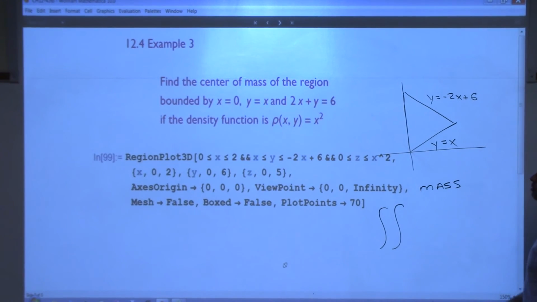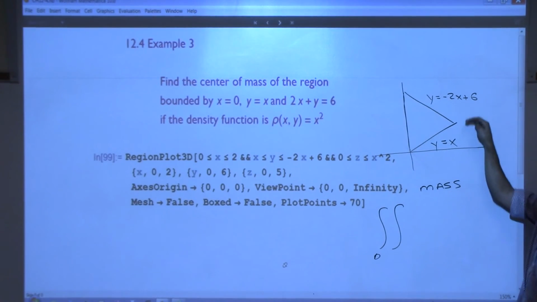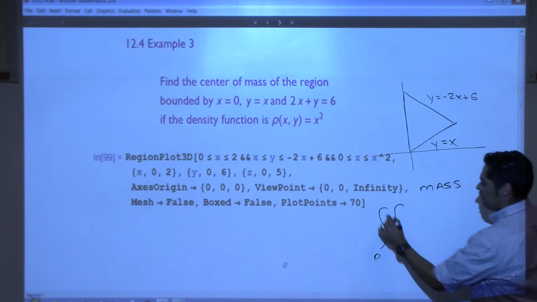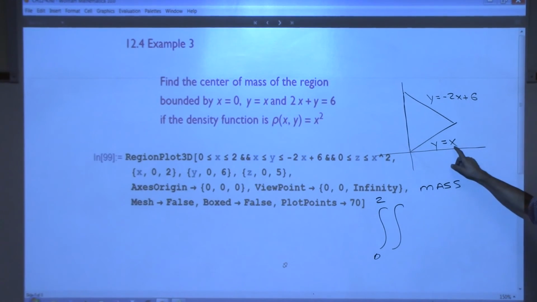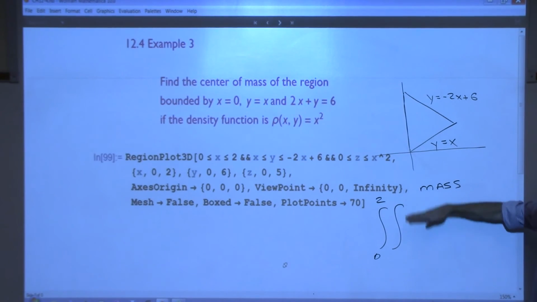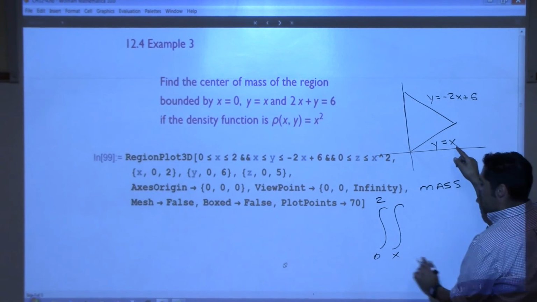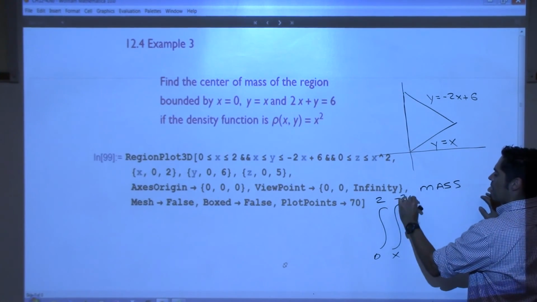Mass would be double integral where to where? Well, you have to figure out what's your bound on x. 0 to wherever they hit each other. So you set those two equal to each other. It's 2, I think. So if you plug in 2, you should get it. And then what's the lower and upper bounds here? y equals x on the bottom and negative 2x plus 6.